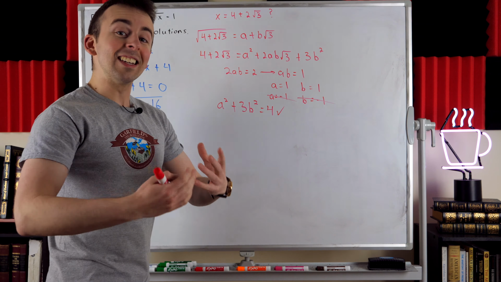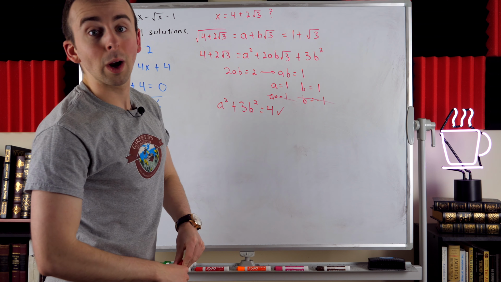and we found a way to rewrite this square root into something a little nicer. The square root of 4 plus 2 square root of 3 is equal to 1 plus 1 times the square root of 3, which is just 1 plus the square root of 3.